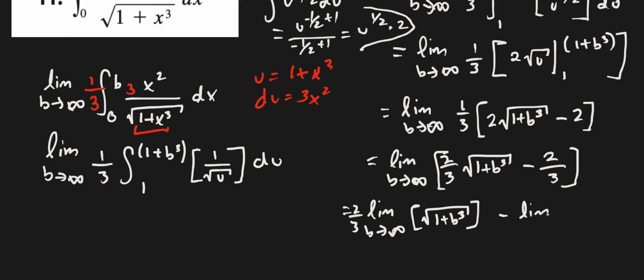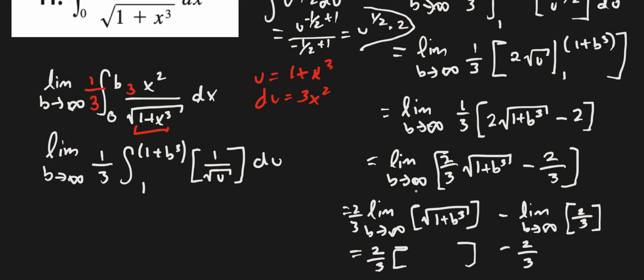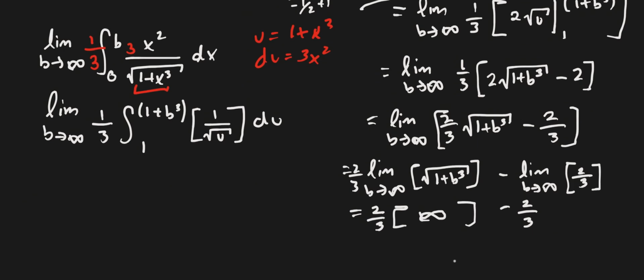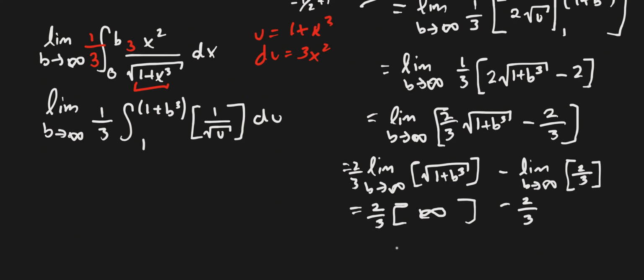Minus the limit as b approaches infinity of 2/3. This is minus 2/3, and this is 2/3 times something. So 1 plus b cubed as b approaches infinity: infinity cubed is infinity, plus 1 is infinity, and when we root that, it's still going to be infinity. So this is actually just infinity. So this is interesting because we have 2/3 times infinity, that's still infinity, minus 2/3, still infinity.